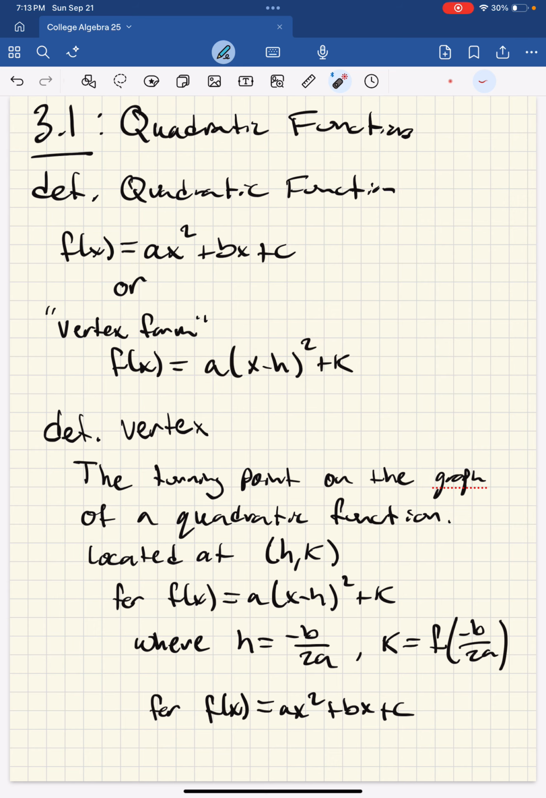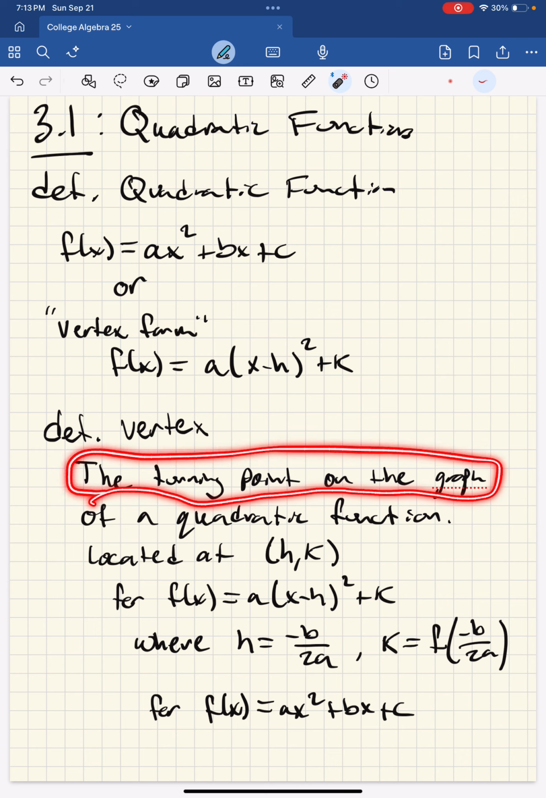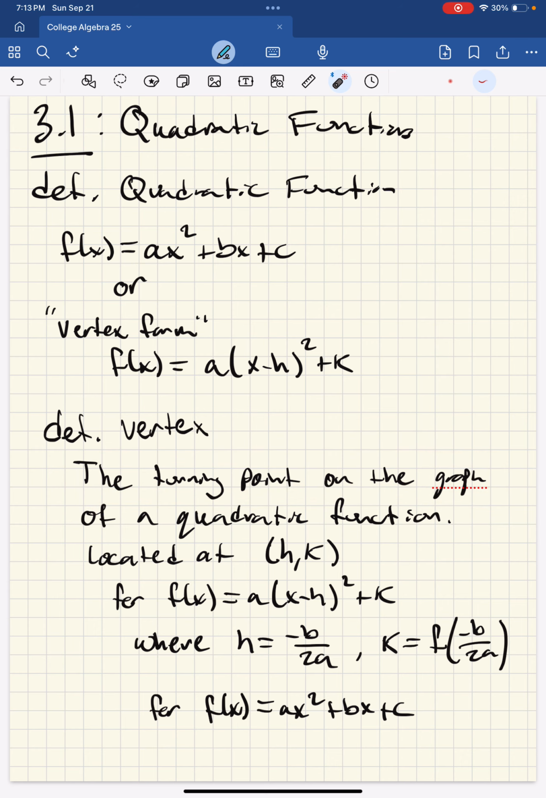So let's define the vertex. The vertex is the turning point on the graph of a quadratic function. It's located at the ordered pair h comma k if in vertex form, where h is negative b over 2a and k is the corresponding y value, so f of negative b over 2a, and that comes from ax squared plus bx plus c.